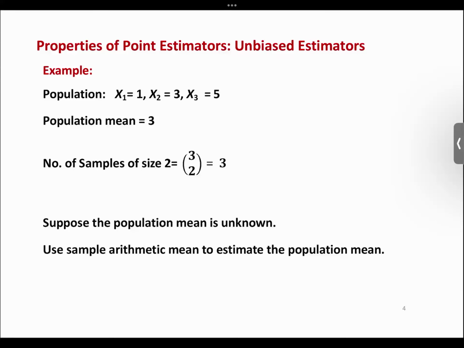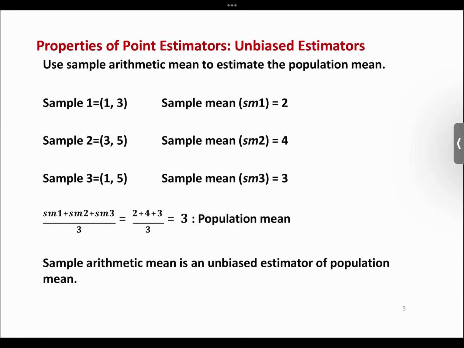So here's an example. This is a population. The population has 3 values, 1, 3, and 5, and the population mean is 3. But let's say you draw random samples from these of size 2. You can have 1, 3, 1, 5, 3, 5, or 3, 1. Yeah, you can have these possibilities.